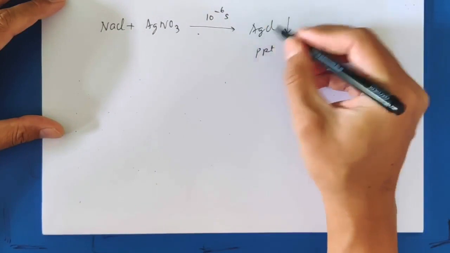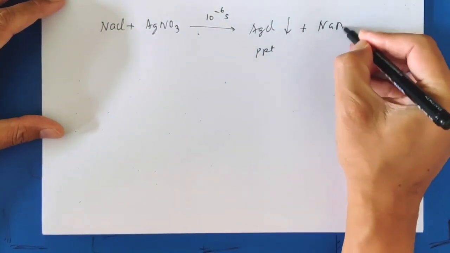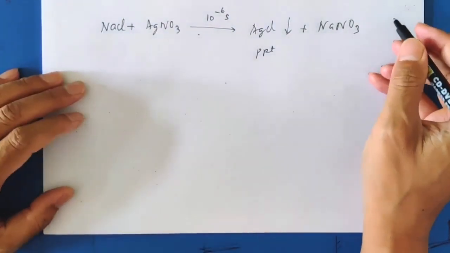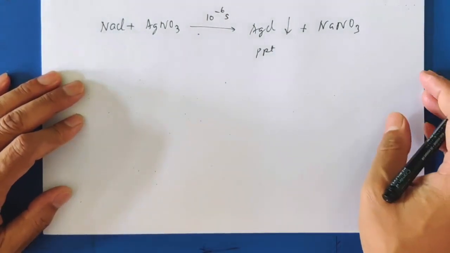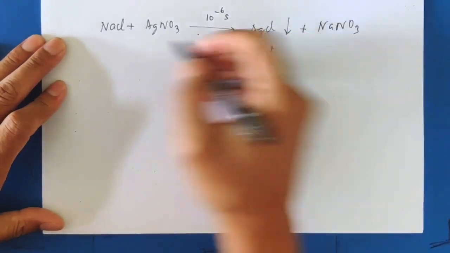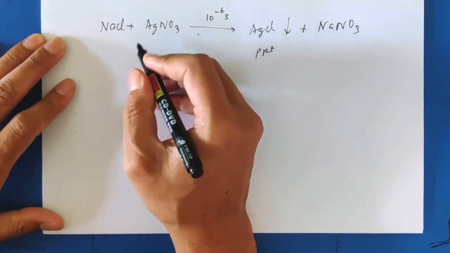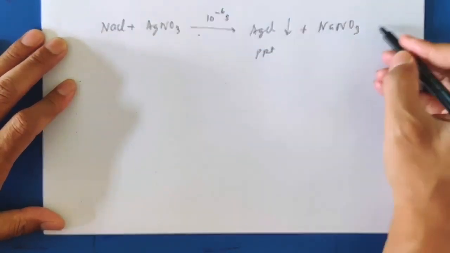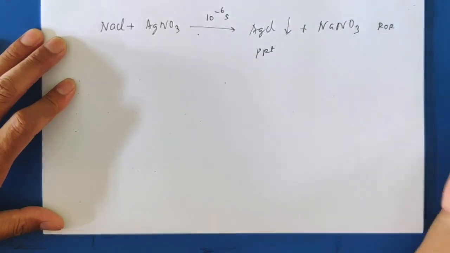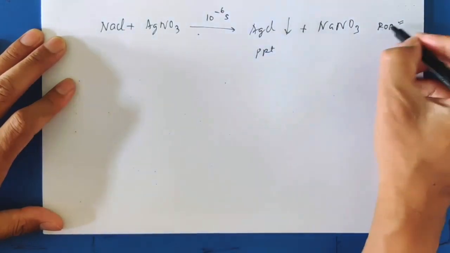This is the PPT, and the byproduct is NaNO3. The NaCl and silver nitrate reaction is a hard, very fast one. So this is one example of very fast reactions. Why can the rate of reaction not be calculated here? The rate of reaction for this is very fast. Okay, you cannot calculate it.